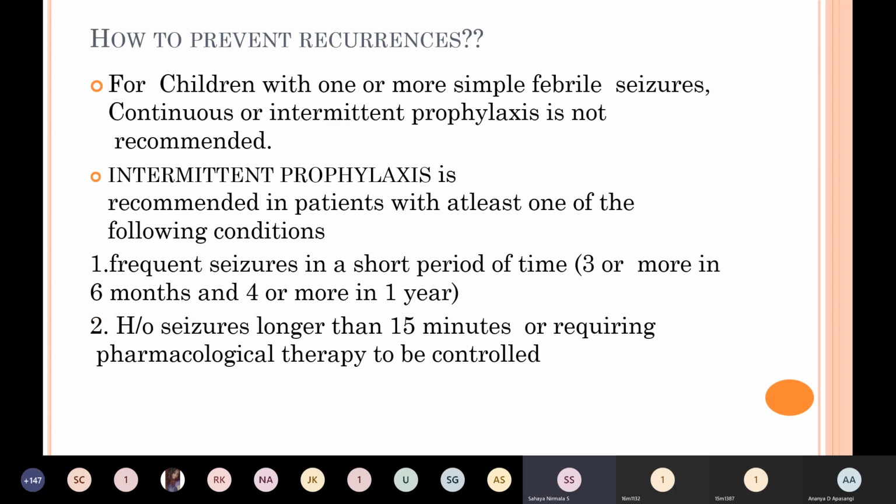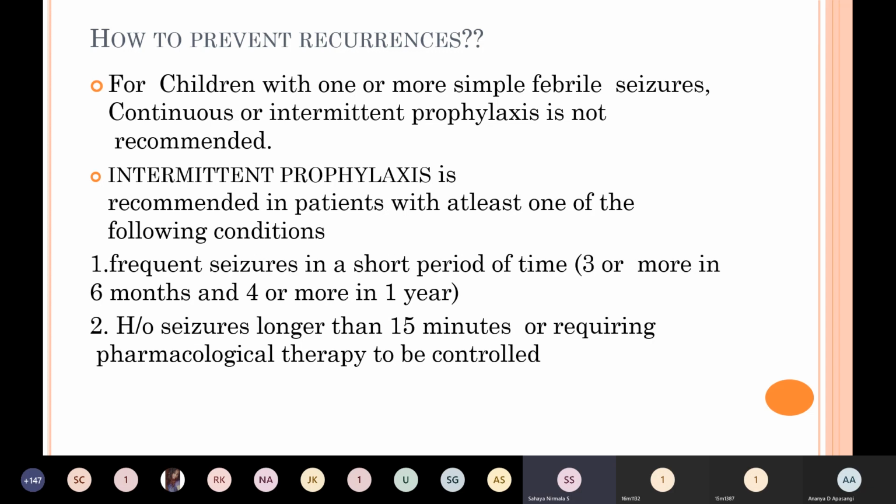So now most of the parents get really worried when their child throws a febrile seizure. So what can we do to prevent the recurrences? So other than the antipyretic measures, there is something called continuous or intermittent prophylaxis, which we can use. But for a child with simple febrile seizure, there is no need to put the child on any prophylaxis to prevent the recurrences. So in whom do we need to start the intermittent prophylaxis?